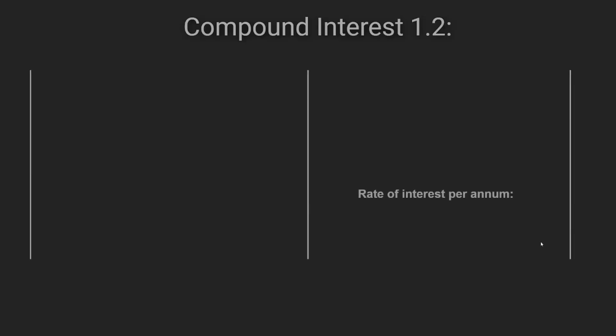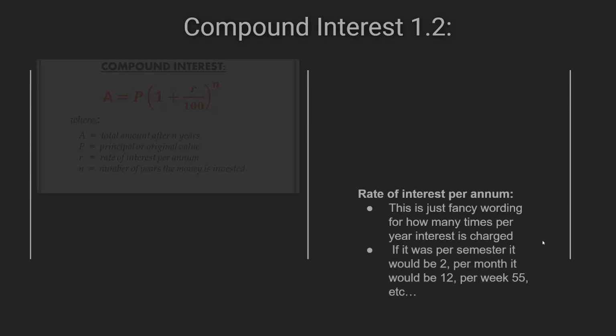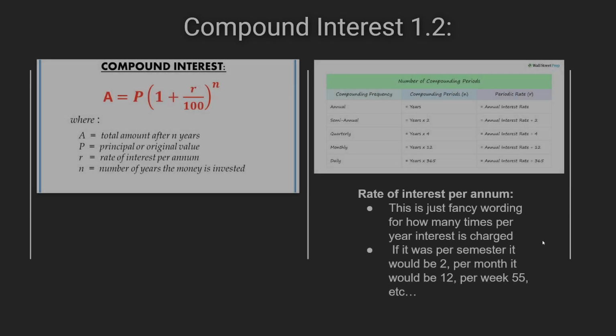Now let's dive into the equations and the parts of the equation. A would be the total amount after a certain amount of years, with n being that value. P would be your original value at n equals 0, or when you put down the loan. R would be the rate of interest per annum, and now we're going to talk about what annum exactly is. While N in the equation would be the number of years the money is invested.